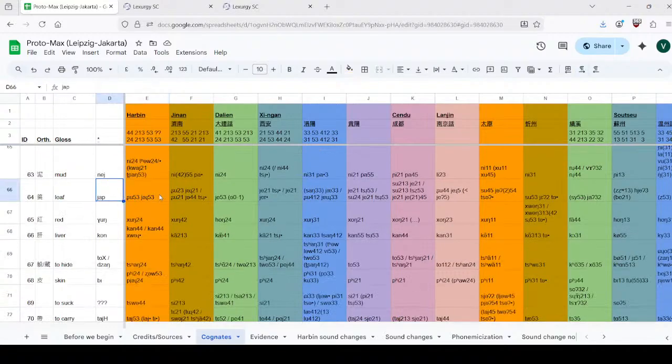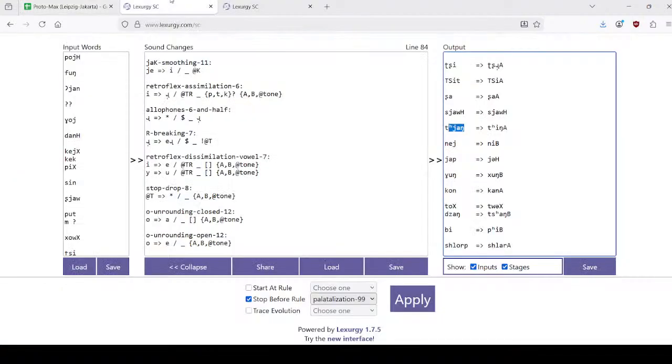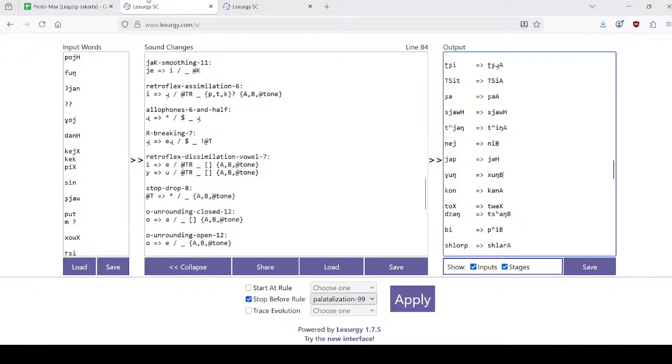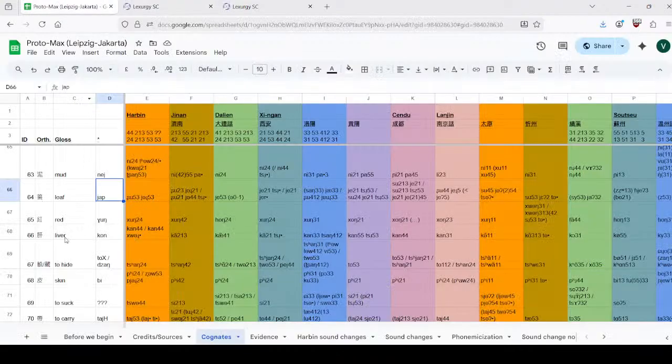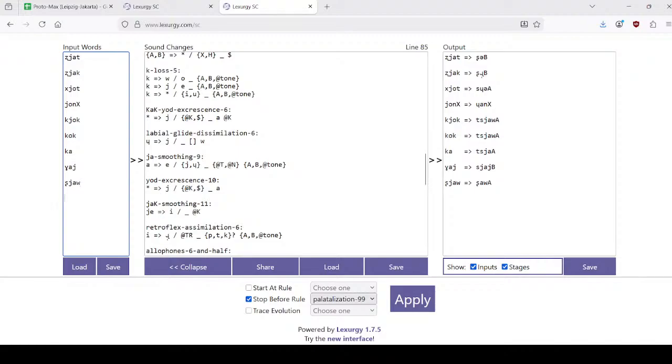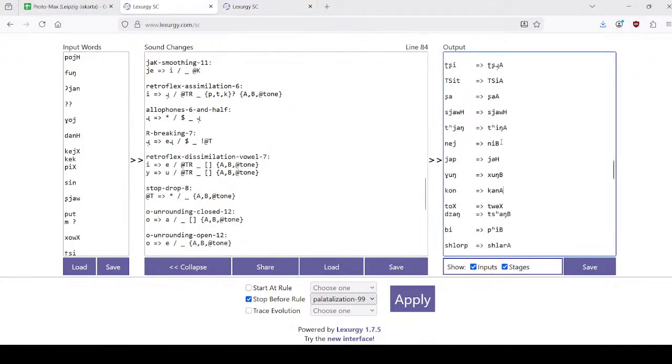Leaf going from yap to yeah, yap to yeah, which is good. Red going from rong to hong, which is good. Liver going from gone to gan, which is one of the ones that gave us a lot of trouble. But thankfully, it's no longer doing so. Let's just keep this here because it's so troublesome.